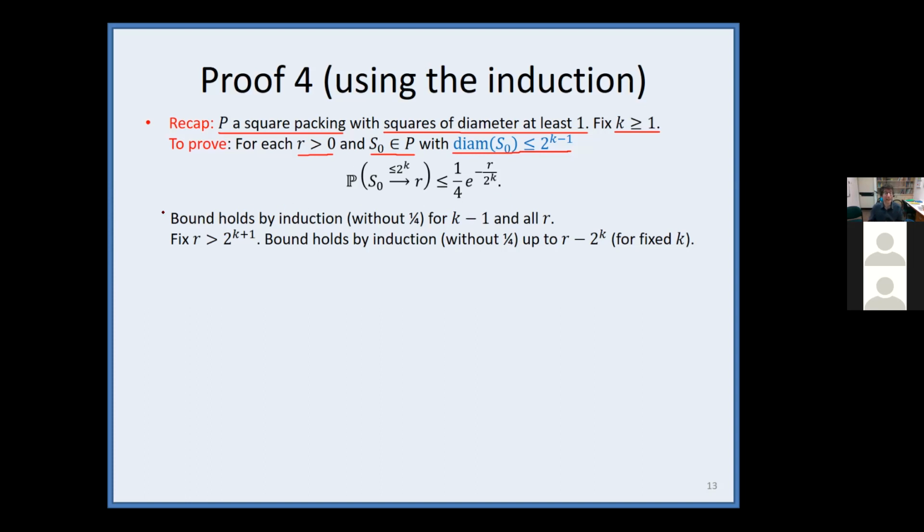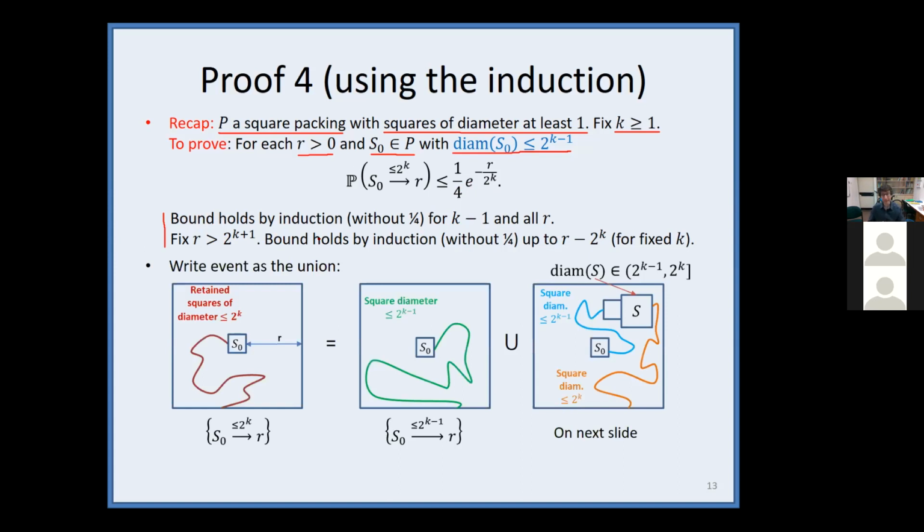And what we assume by induction is that the same bound holds without the 1/4 for k minus 1 and all r, and also for r minus 2 to the k. So this is what we will do. And here is the basic idea of the proof.